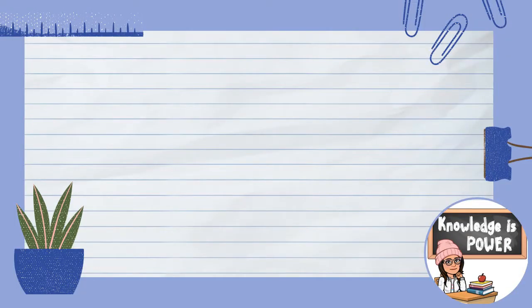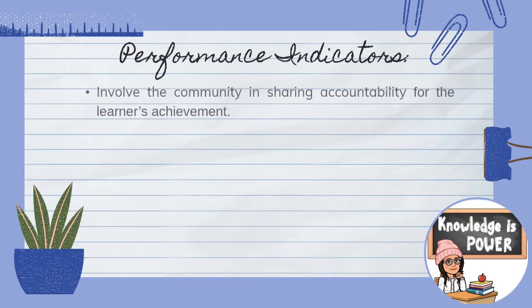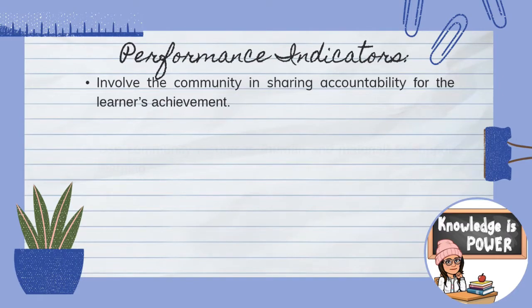In this next slide, we will know the performance indicators under community linkages. This is very important. First, involve the community in sharing accountability for the learner's achievement. Educators need help and cooperation from other members of the community. School districts and states who invest in classroom resources can help support educators.